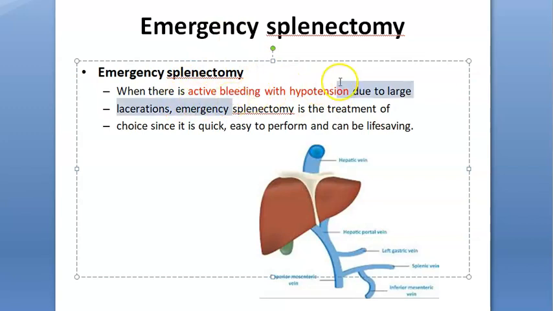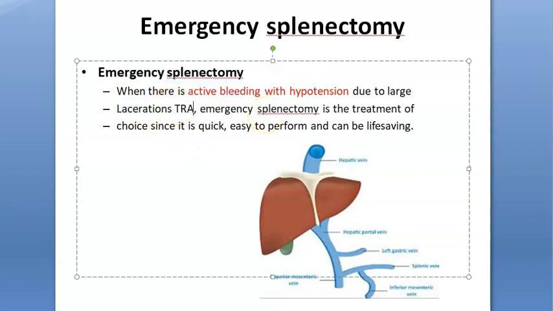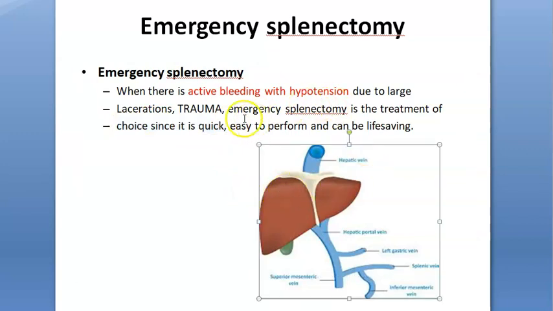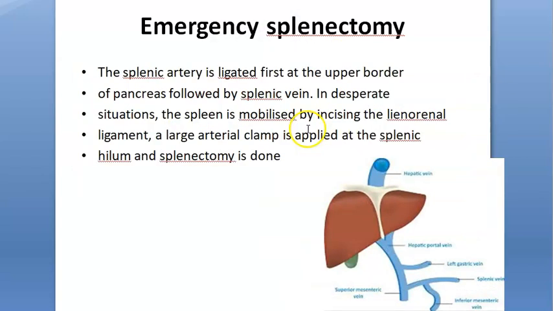Active bleeding with hypotension, if it is there, like due to large lacerations from trauma, remember, T-R-A-U-M-E, you have to do emergency splenectomy, just like how appendicitis comes as an emergency, right? This is another emergency condition, looks like. Active bleeding with hypotension. And what is the treatment? Emergency splenectomy. Yes, it's the treatment. It is quick, easy to perform, and can be life-saving. This is what we want to know. Life-saving, okay? Now, let's go here.